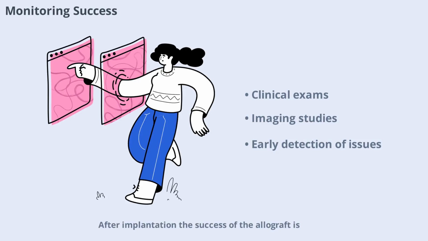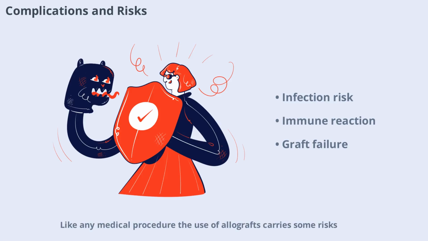After implantation, the success of the allograft is monitored through clinical exams and imaging studies. X-rays and CT scans can show how well the graft is integrating with the patient's own bone. Any signs of complications, such as infection or rejection, are addressed promptly to ensure the best possible outcome. Like any medical procedure, the use of allografts carries some risks.